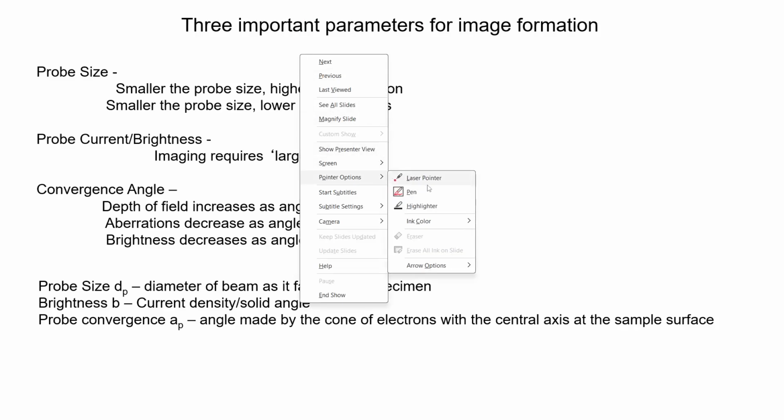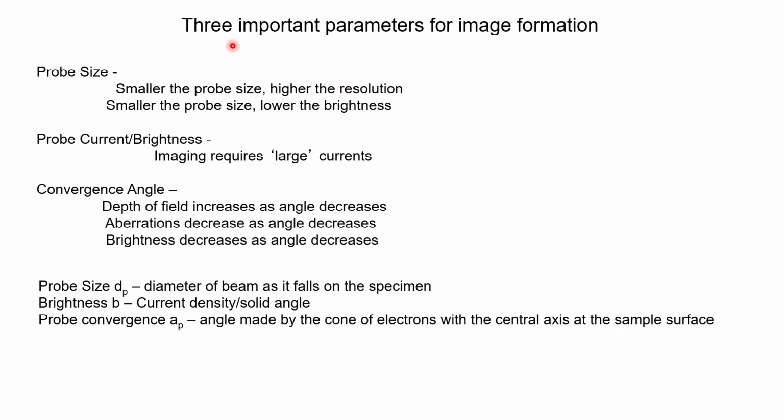Then we will discuss briefly about the parameters which will govern the formation of the image. The first one is the probe size. I have discussed this many a times that depending upon the probe size you will have the resolution. Smaller the probe size, higher will be the resolution. Smaller the probe size, lower will be the brightness.